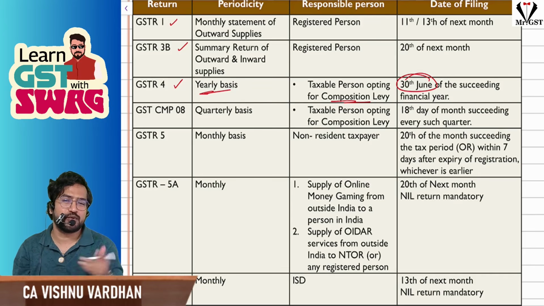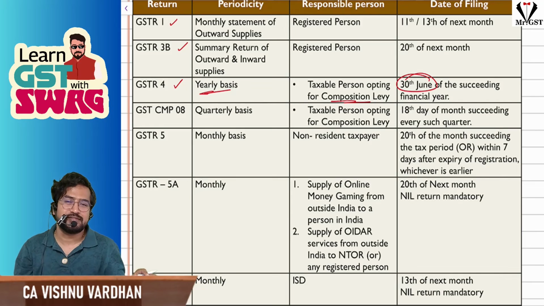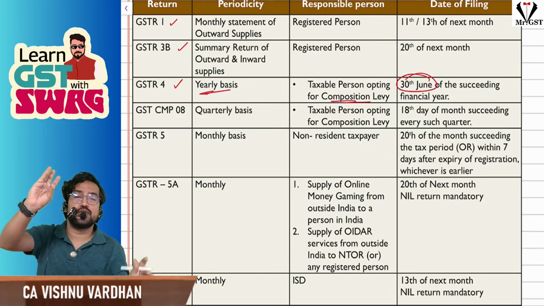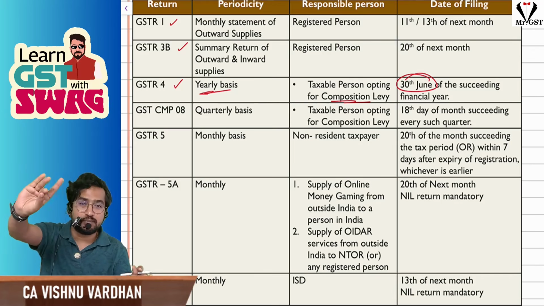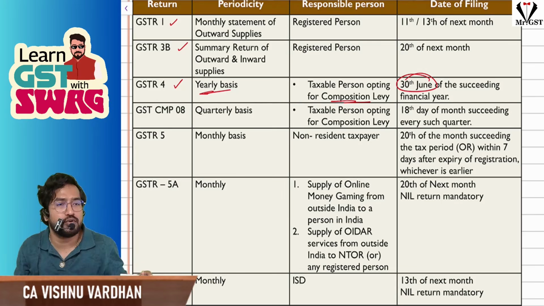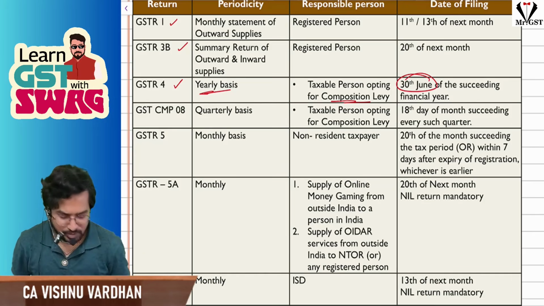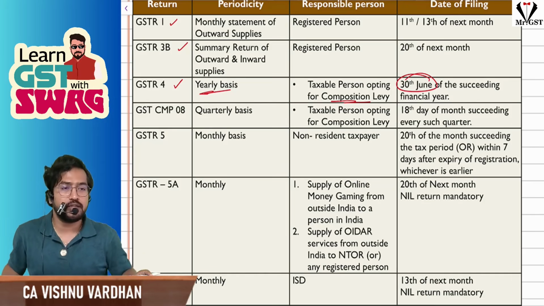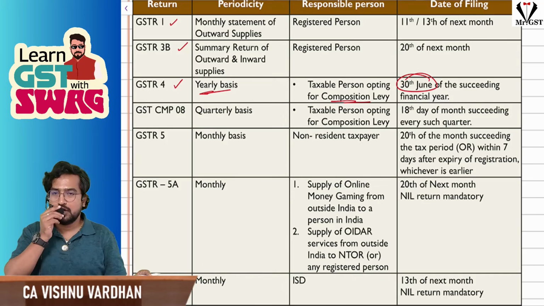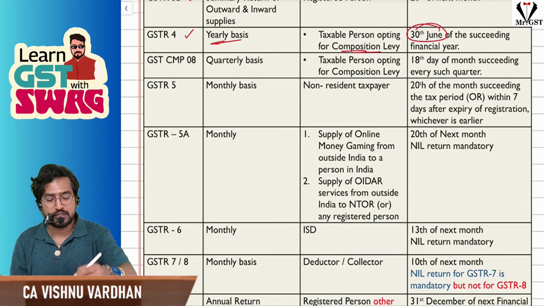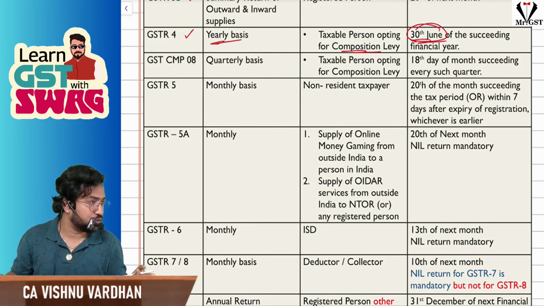They file only once a year. That is for normal tax. Beyond 3 months of the due date. 30th June I told you; July, August, September over. Still you have not filed the GSTR 4, then why do you need registration? We will cancel the registration. For a composition taxpayer, if you have not filed the return beyond 3 months after the due date, then your registration is liable for cancellation. There we have discussed due date 30th June.